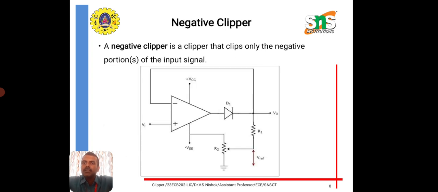Similarly, here we are seeing the negative clipper circuit. In this circuit, the inputs Vi and V reference are connected in the same manner, but the only difference is that the D1 diode is connected in the opposite direction. That makes this a negative clipper circuit, which clips only the negative portion of the input signal.